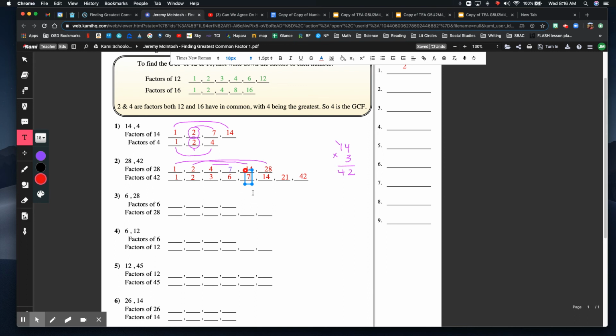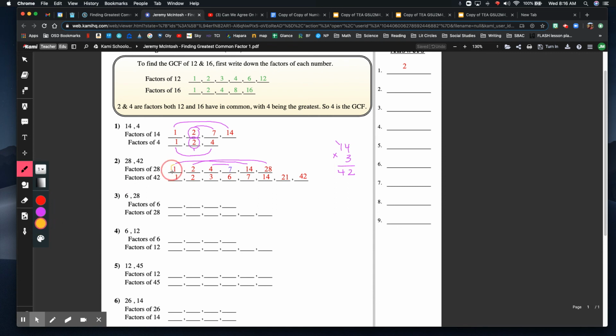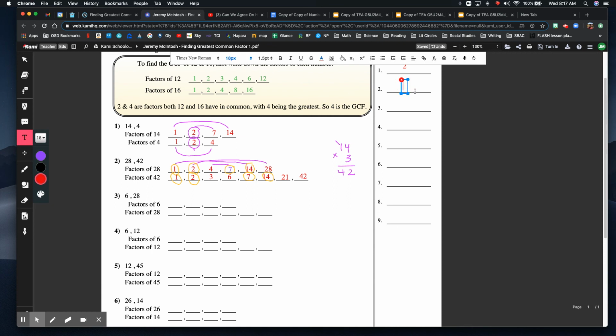When I look now, let's see, what numbers do I have that are the same? I have 1 and 1, 2 and 2, and 3. Ooh, 7 and 7. Here, I'm going to circle some of those real quick. Let's do it with yellow. So the common factors are 1, 2, 7, and look, 14. That looks to be it. So what's the biggest number that pops up for both 28 and 42? It is 14. So I'm going to write in the answer box up here, 14.